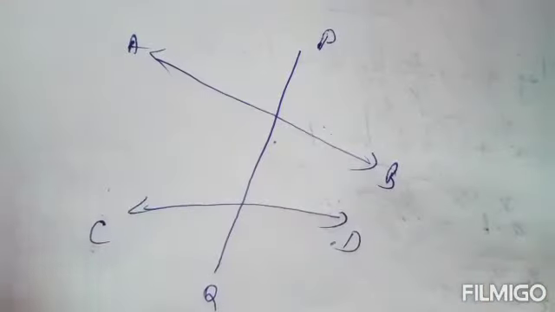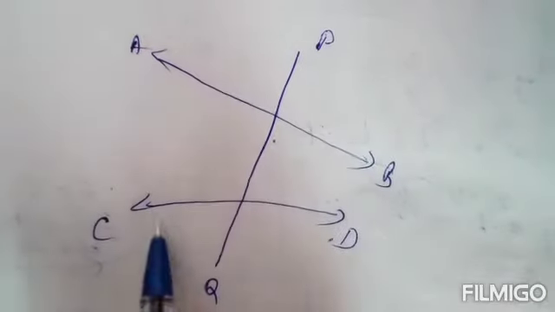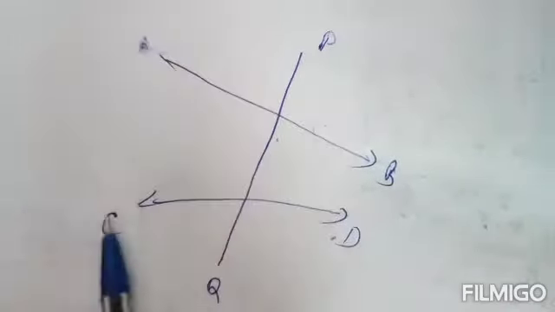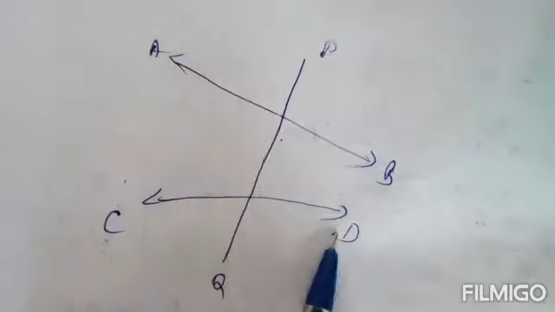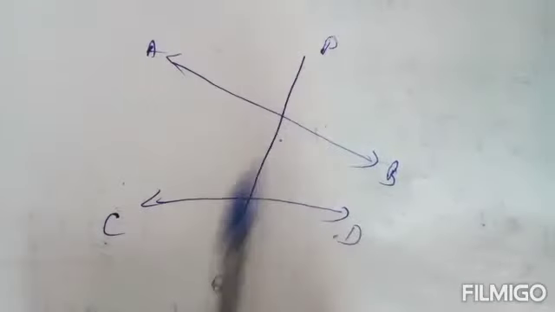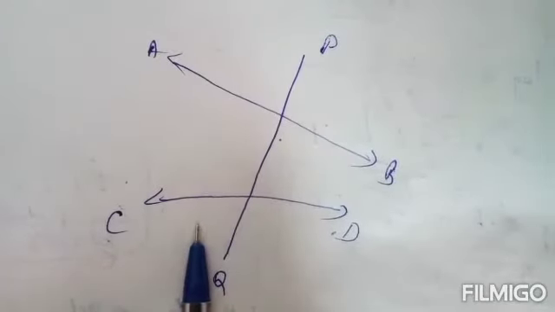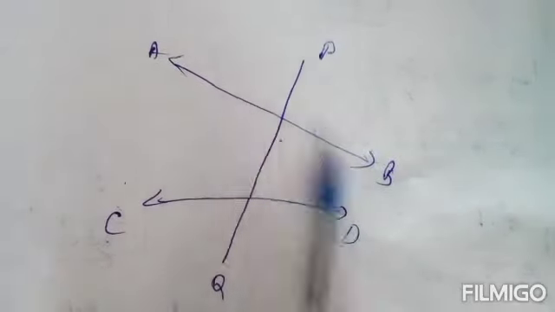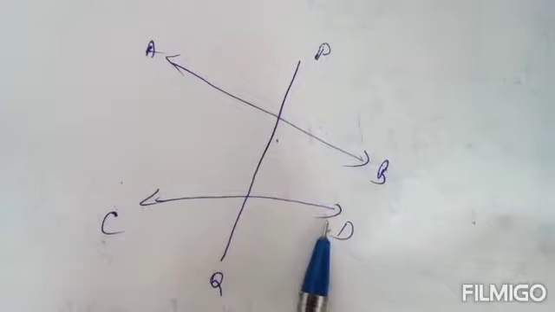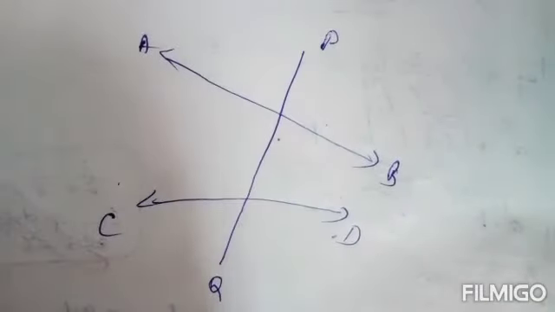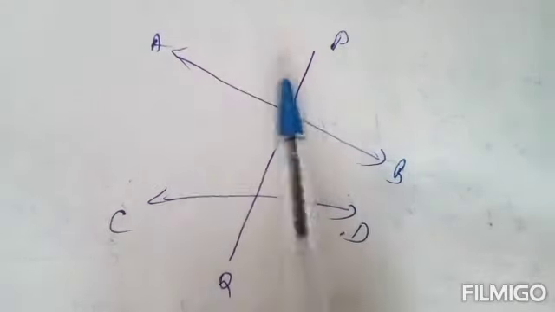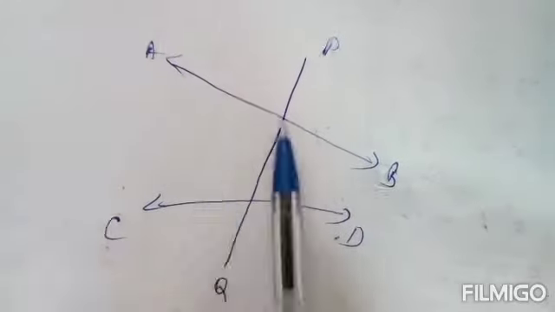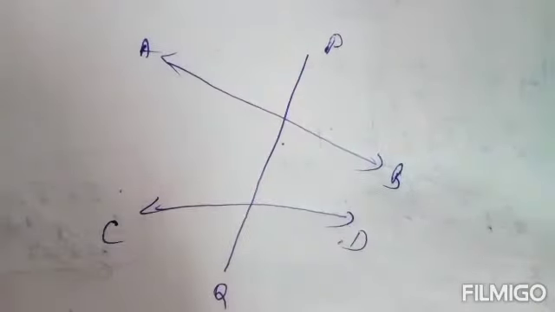Next topic, angles formed by two lines and a transversal line. Here in this diagram you can see AB and CD are two straight lines and this line PQ cuts these two lines. So we can say that PQ is a transversal. Here AB and CD can be parallel or non-parallel lines. PQ cuts these two lines, so we can say PQ is a transversal.